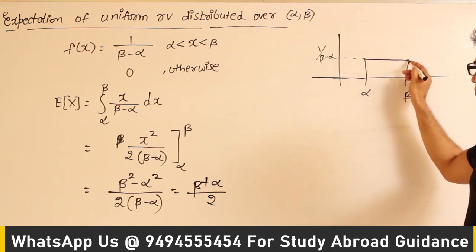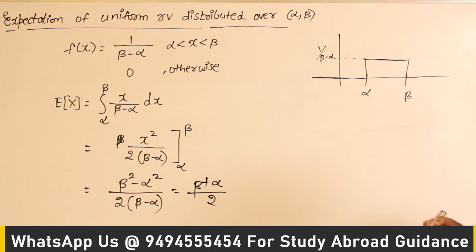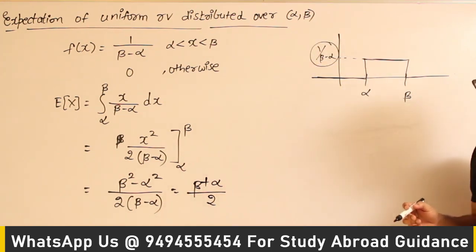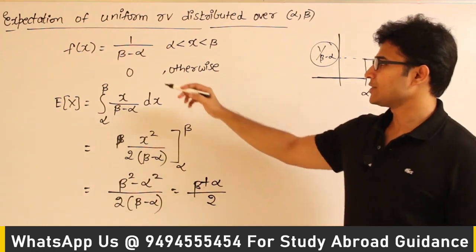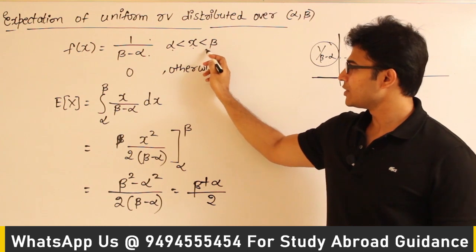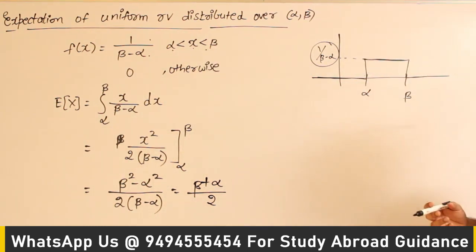Since it is uniformly distributed across this interval, that is why it is called a uniform random variable, and this is nothing but the probability density function. So the probability density function f of x is 1 by beta minus alpha if x lies between alpha and beta, and it is 0 otherwise. Now I'll be applying the same formula.